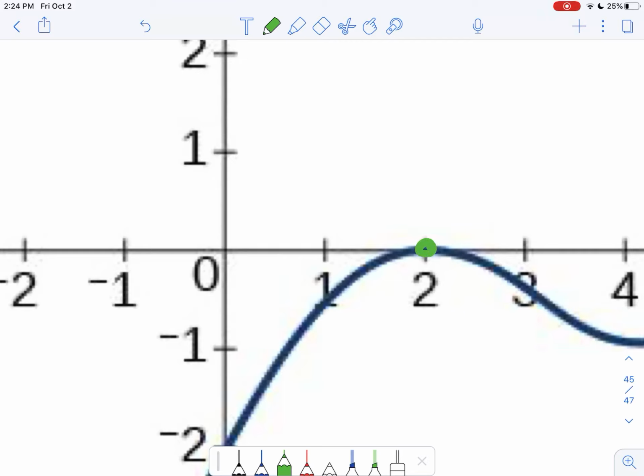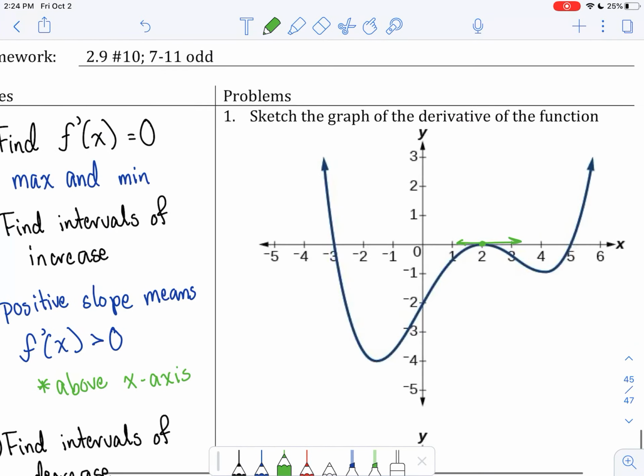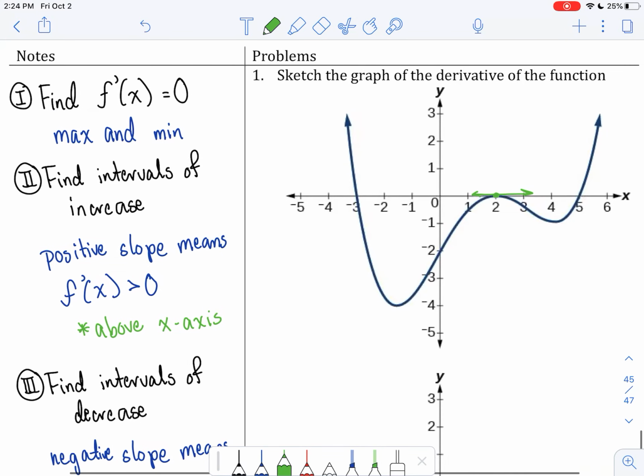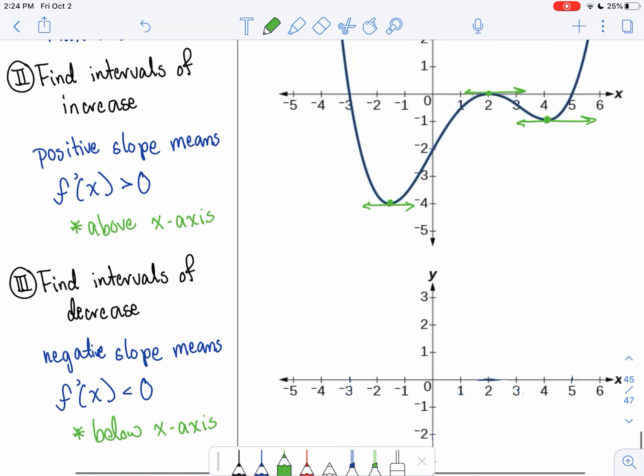Here we see a nice example at 2 with a horizontal line, lovely flat slope. Now in this case, there's 2 other points that are going to have derivatives of 0, where they're going to have horizontal tangents. We see another one at 4. And then we see our last one here, which seems to be in between -2 and -1. And I'm going to say that that's at -1.5. So we have 3 places where our derivative is 0.